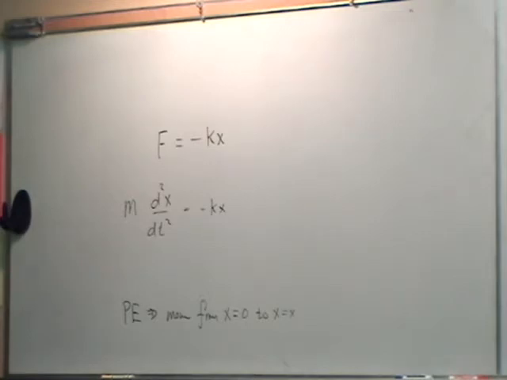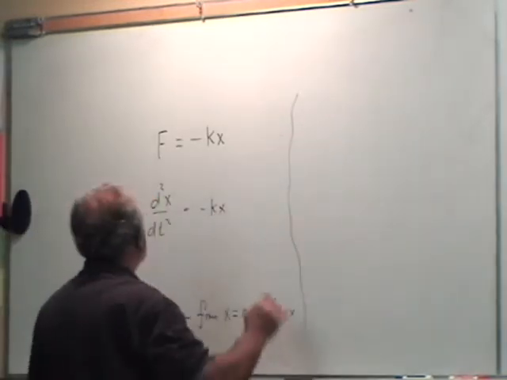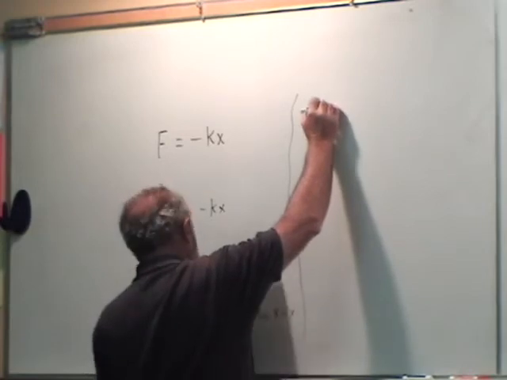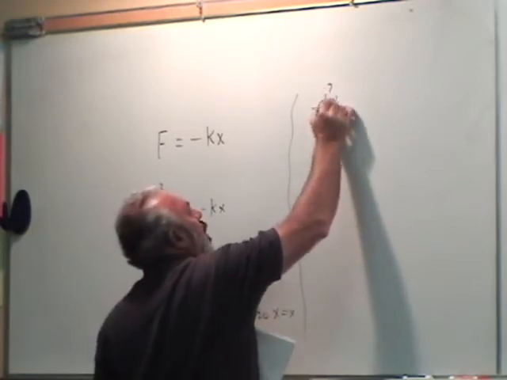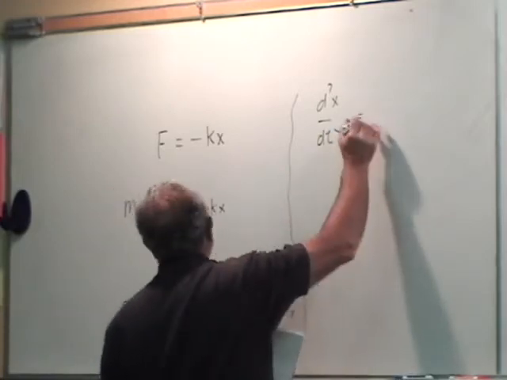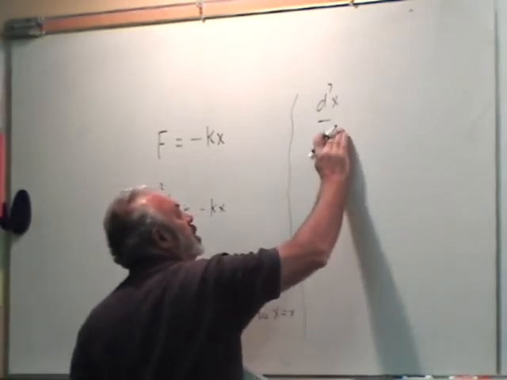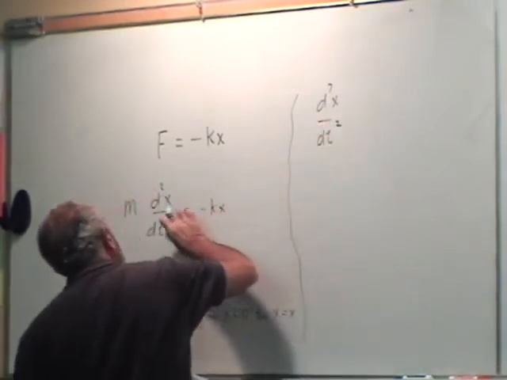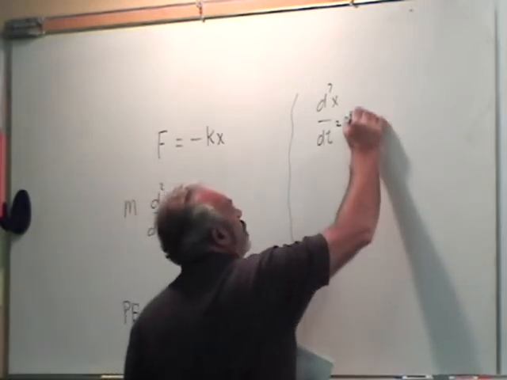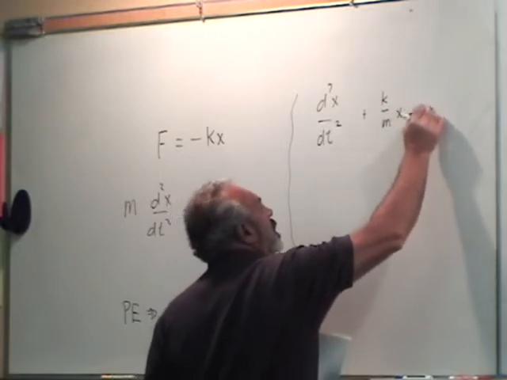And so one good solution to this thing, and let's see, how did I rewrite this? I just moved that over there. One good solution is just to write d squared x over dt squared, so I'm moving that over there, divide by m, and we get plus k over m x equals 0.